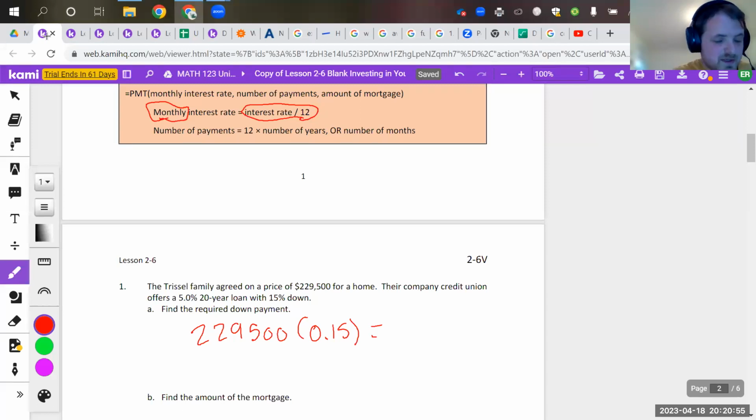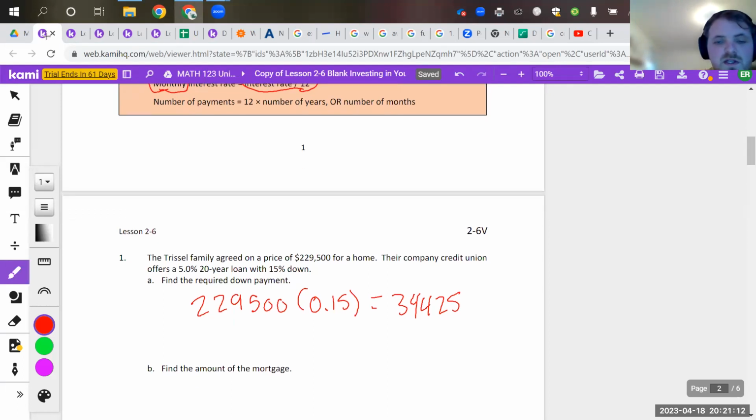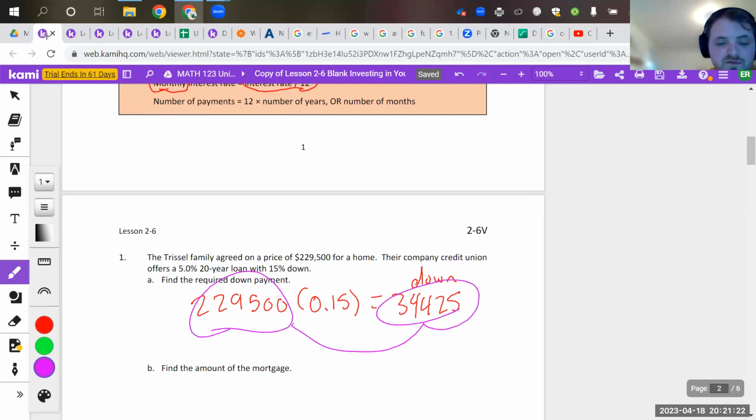And so the down payment, you just need 15% of the value of the home, which when you multiply that by 15% is $34,425. Okay, so that's how much you are required to give the bank at the initial purchase of the home. Okay, so that's the down money. So now you're not going to borrow $229,000 because you already gave the bank $34,000.